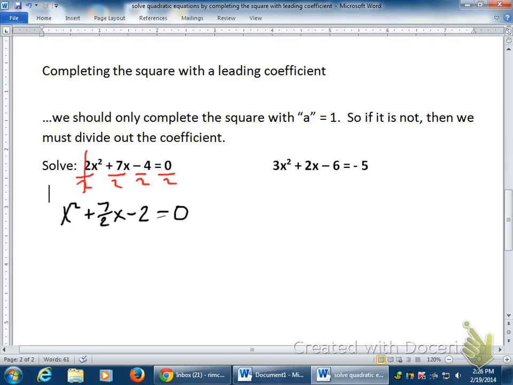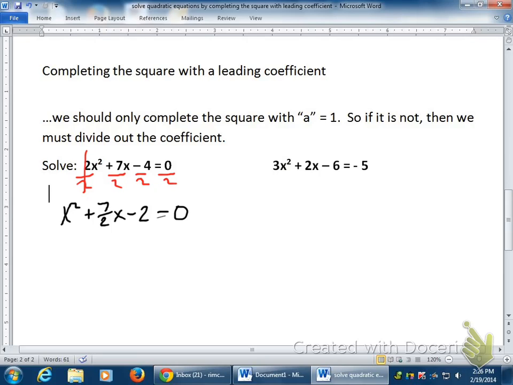Alright. Now, is this trinomial factorable? Maybe. It's kind of a pain with that weirdo looking b, right? So maybe it's factorable, maybe it's not. I could play around with it and figure it out if you wanted to. Or I know for a fact I could complete the square and force it to be a perfect square, right? So let's just do that.